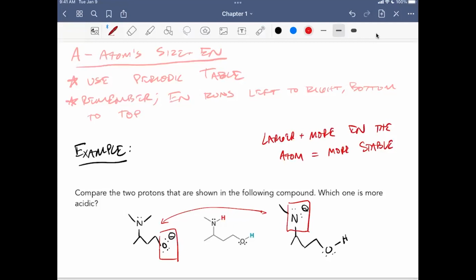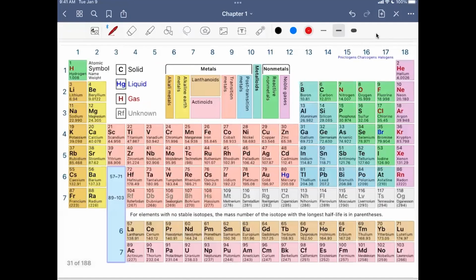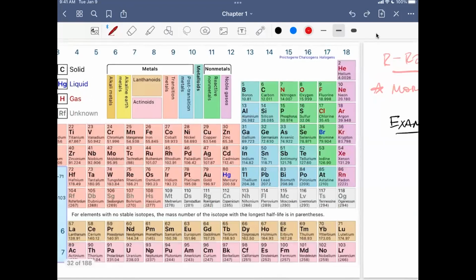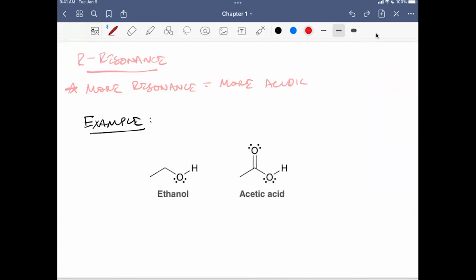And that would be the oxygen, because if you look at a periodic table, the oxygen is not only bigger in atomic size, but it's also more electronegative. Right, because it's more to the right. So it's more electronegative, it's a bigger atom, so therefore it would be more acidic. Okay, so we got that out of the way. That's A.